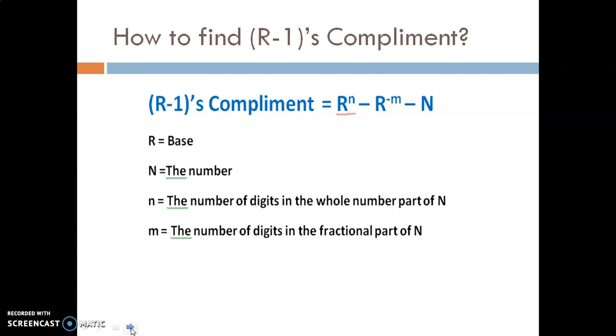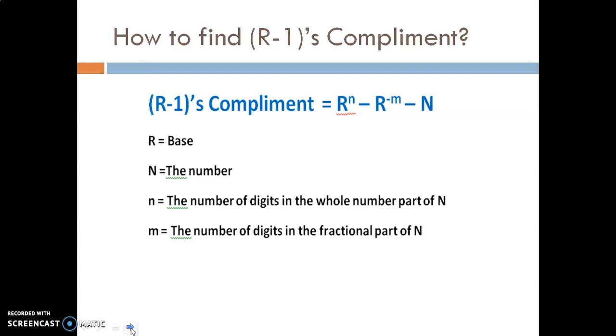You don't need to go for this formula substitution for finding out the one's complement. Even if you substitute the values in this formula, what you're getting is the same as that of inverting zeros and ones in the binary number system. So it is better to use that shortcut method for finding out one's complement in binary number system. You don't need to depend on this formula.